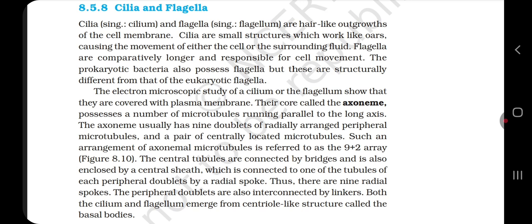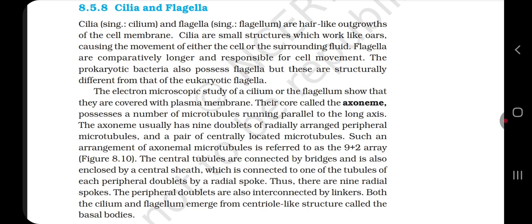The electron microscopic study of the cilium and the flagellum shows that they are covered with the plasma membrane. Their core, called the axoneme, possesses a number of microtubules running parallel to the long axis. The axoneme usually has 9 doublets of radially arranged peripheral microtubules and a pair of centrally located microtubules. Such an arrangement of the axonemal microtubules is referred to as the 9 plus 2 array.